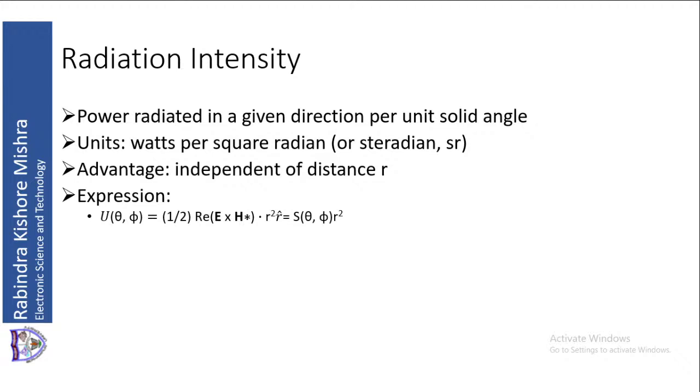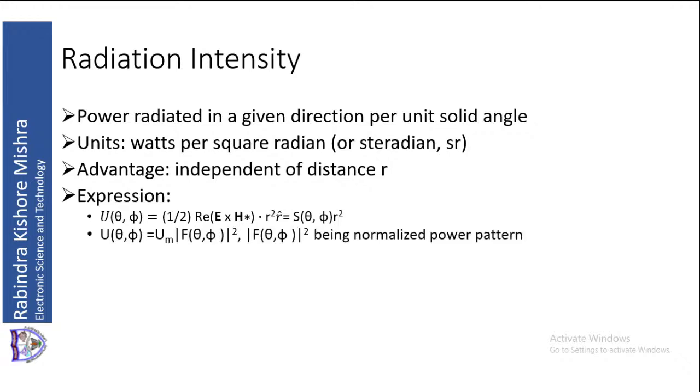U theta phi, U is the radiation intensity. This comes from the power. P theta phi is the power, and that expression we have already seen. Now we define U theta phi. This will be equal to 1 by 2 real part of the Poynting vector. So the Poynting vector density is the real part of E cross H conjugate, that into r square, r cap. So this is S theta phi r square. So find out the Poynting vector, multiply that by r square. That gives you the U theta phi.